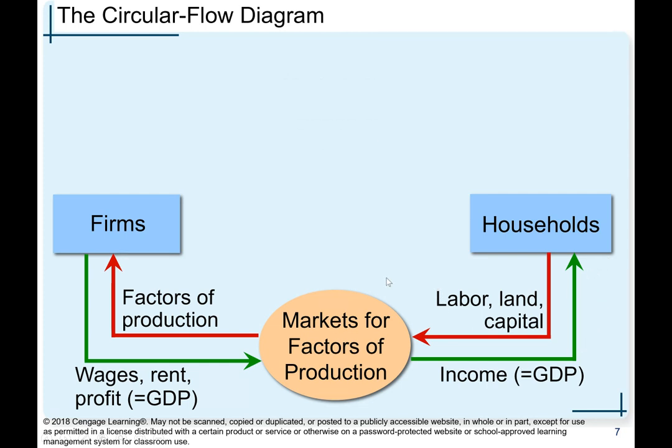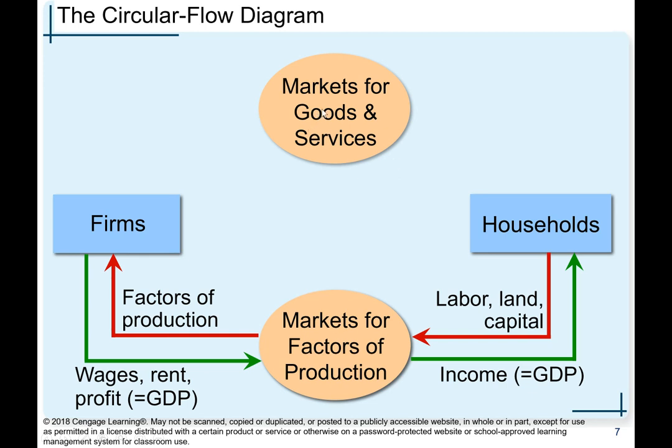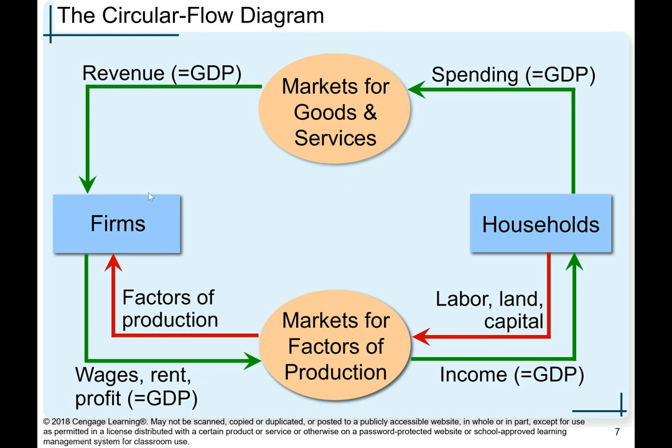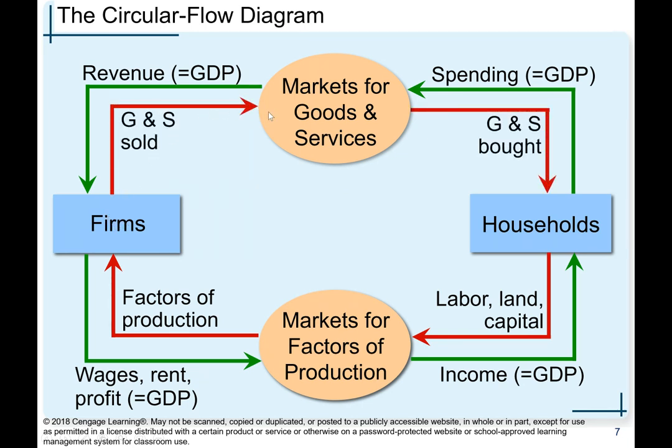The two institutions also interact in the market for goods and services, where, remember, firms produce the goods and services. They sell those goods and services to the households in the goods market. And households spend, that's consumption spending, on goods and services, and that same dollar ends up in the business firm as revenue. That's the circular flow model.